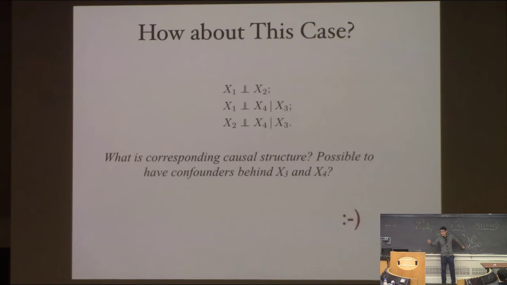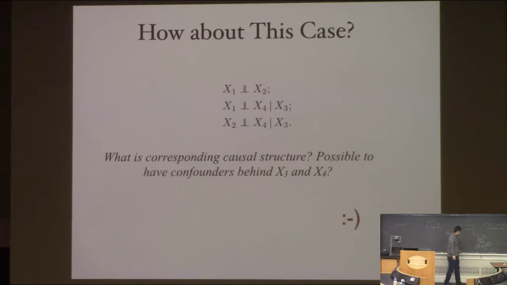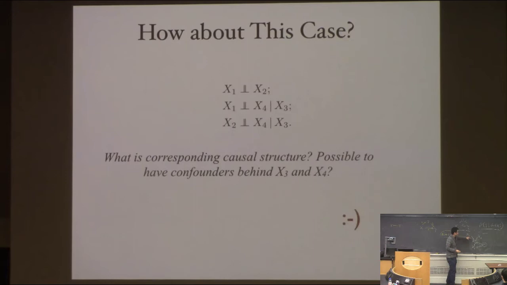There was some application of this. So essentially, it's almost 30 years ago, Peter and Clark applied this algorithm, and they concluded that this guy is a direct cause of this guy, and finally, other people did a lot of experiments to verify this, and it's true. So you can really discover a lot of information. You can discover that there are no confounders in the universe for those two variables by making use of only very few conditional independence relations. This is cool.